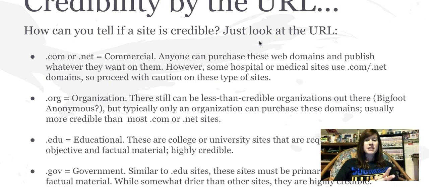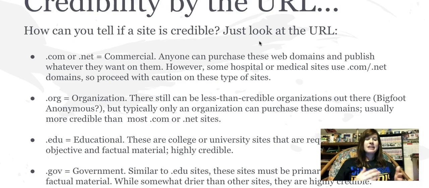As far as websites go, this is kind of a list of the least credible to the most credible. So obviously a .com or a .net, they're commercial sites. Anybody can buy those domains and make their own website. Now there is an exception. Hospital sites, medical sites, the American Cancer Organization, which I think they use a .org, but those sites can use a .com and obviously they're still reliable. But if you see bigfootsarereal.com, you might be a little skeptical.